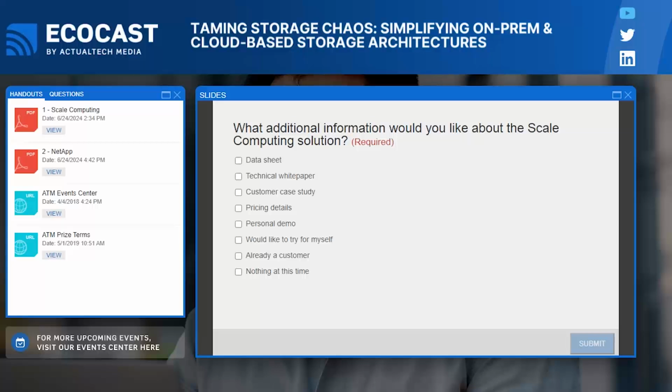Gotcha. Okay, excellent. Okay, a few more here. Next one is, what specific benefits does Scribe offer in terms of data accessibility, security, and overall storage efficiency?